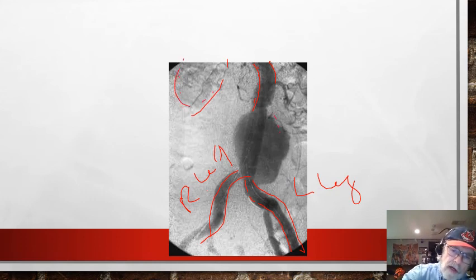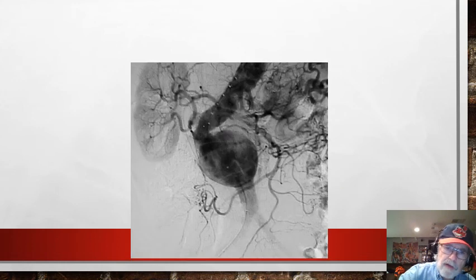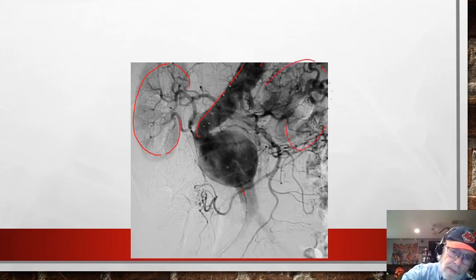But this one right here is just an area where there's a sac that's around that that's filling with blood, and that's called an aneurysm. This is another aneurysm. Here's the aorta right here. What's this? That's a kidney. The other kidney is sitting right in here. And what happens here is that iliac coming this way, and here's a thing called an aneurysm.